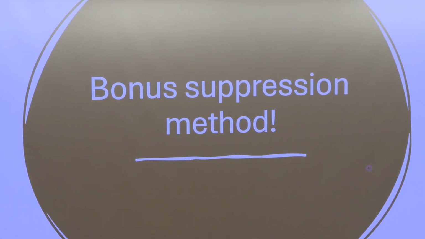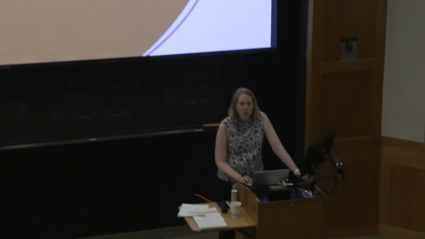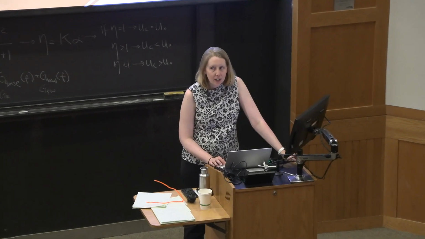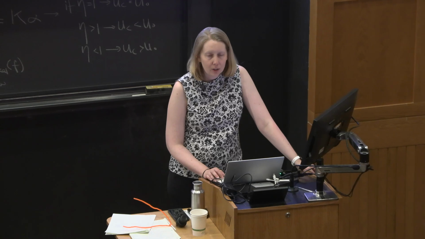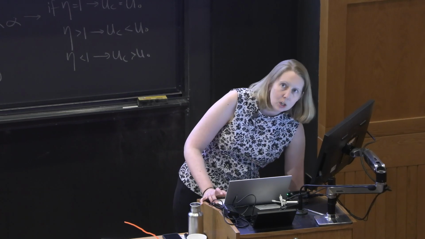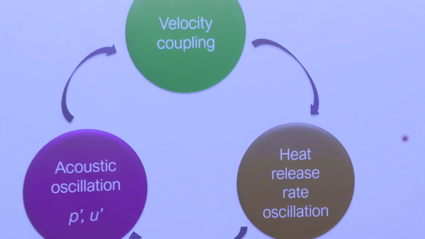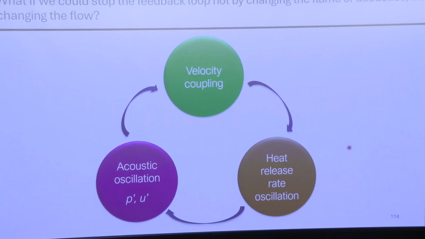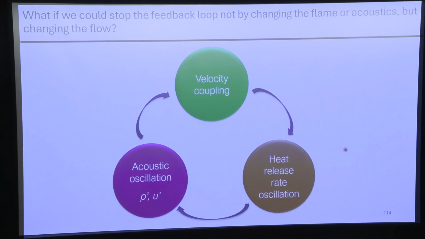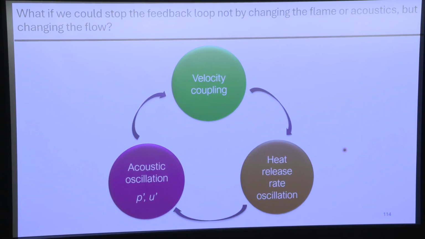Everything I've talked about today so far in suppression methods are either commonly used on engines or well known enough that people have tried in the case of active control and decided it's not worth it. In my group, we're doing some work in collaboration with a very good friend of mine, Santosh Chandra, at the Indian Institute of Science in Bangalore, to look at a different way of controlling instability, which is, what if we didn't stop the feedback loop by changing the flame or the acoustics, but by changing the flow?